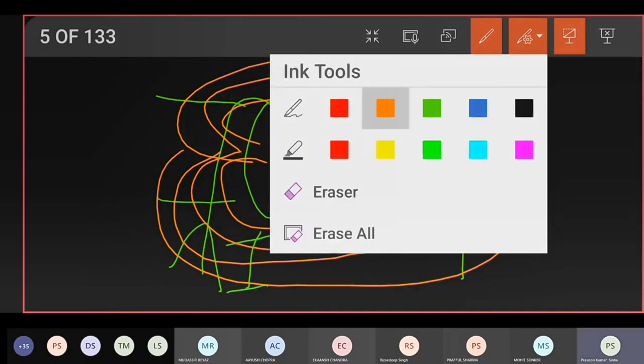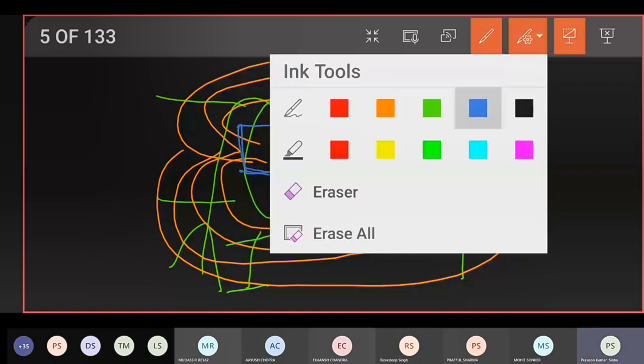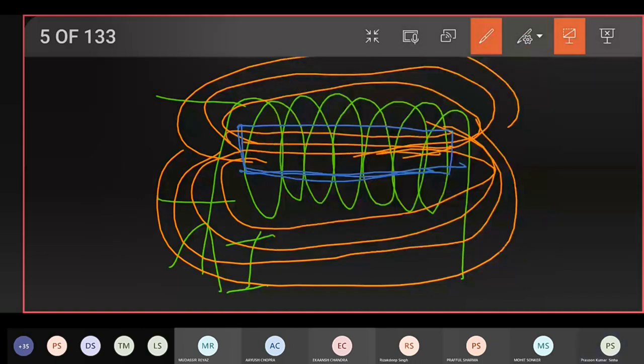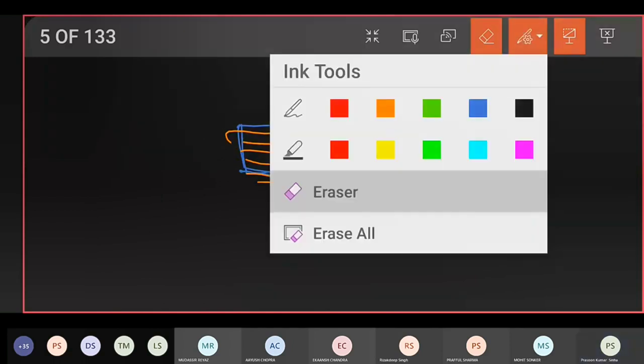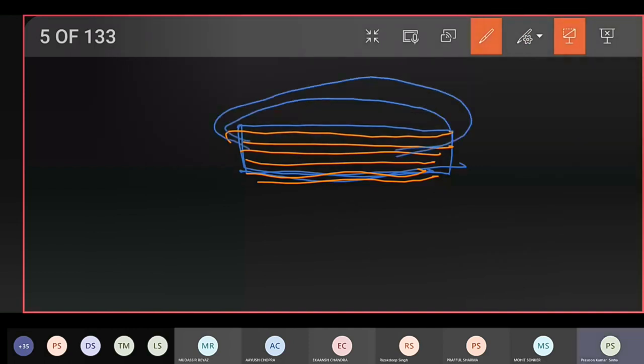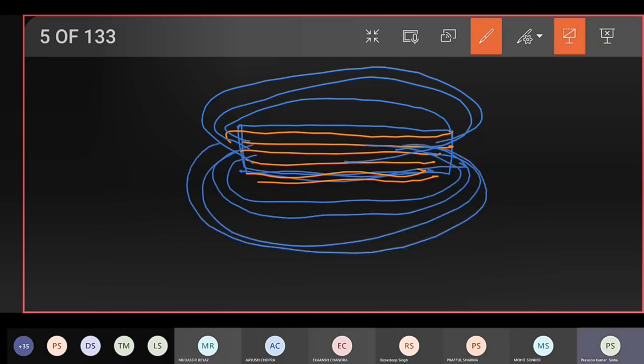I can place a ferromagnetic material inside this hollow space. These lines of force which are passing through this will try to align all the small tiny magnets in one direction, and so when this magnetic field is removed, this ferromagnetic material starts exhibiting its own magnetism. So this becomes a magnet.